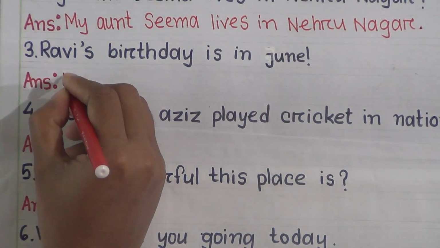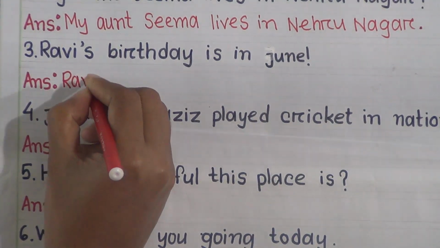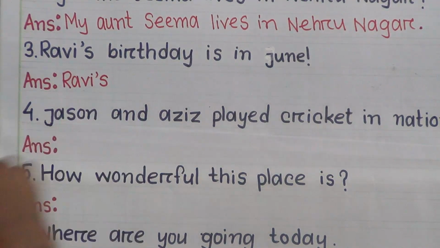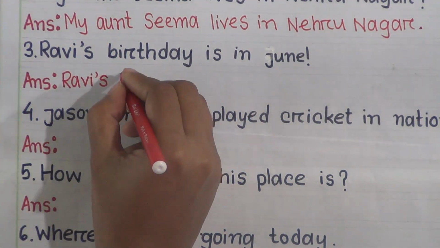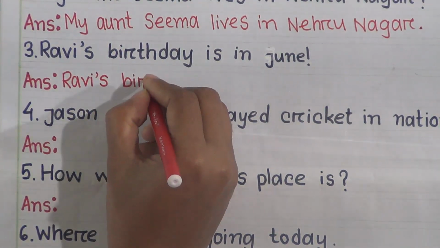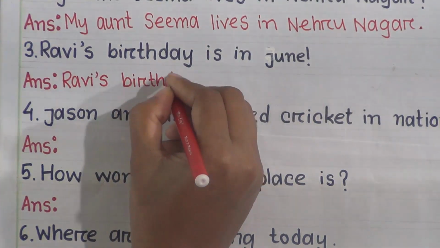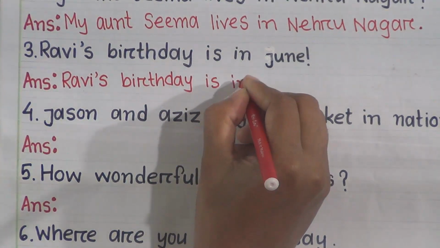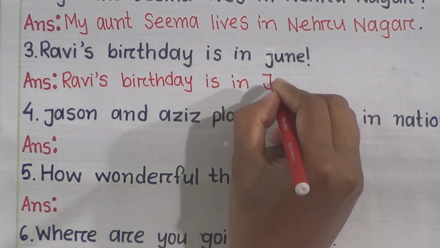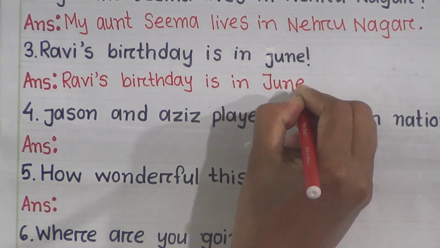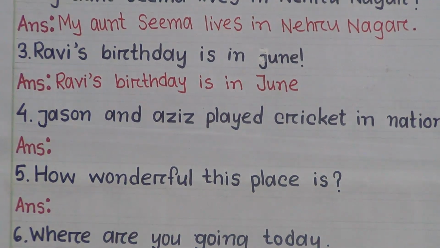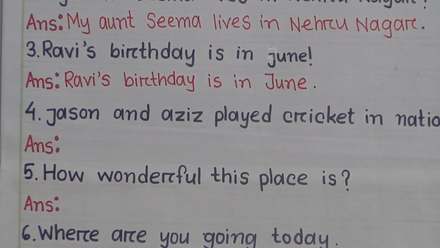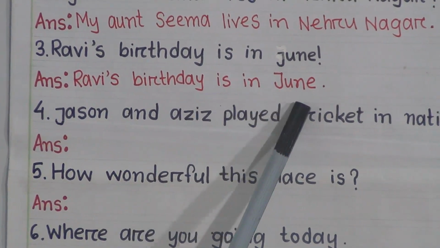Okay, write with me. Ravi's. This is the start of the sentence, that's why we use a capital letter. Ravi's birthday is in June. J will be in capital letter, and as it is also a simple sentence, we have to put a full stop here. Ravi's birthday is in June.